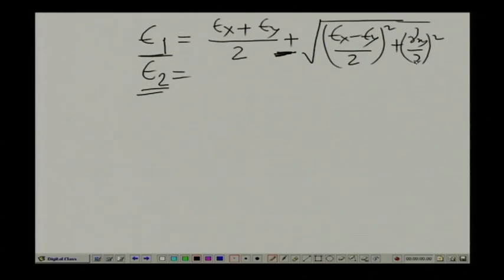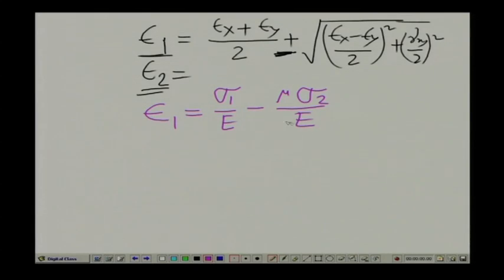Now, if you remember, we had computed the values of strain in terms of stresses, and there epsilon 1 equals sigma 1 by E minus mu sigma 2 by E, where sigma 1 and sigma 2 are the principal stresses, and epsilon 1 and epsilon 2 are the principal strains. As I told you last time, the direction of principal stress and the direction of principal strain coincide. Likewise, epsilon 2, the strain in the minimum stress direction, equals sigma 2 by E minus mu sigma 1 by E.